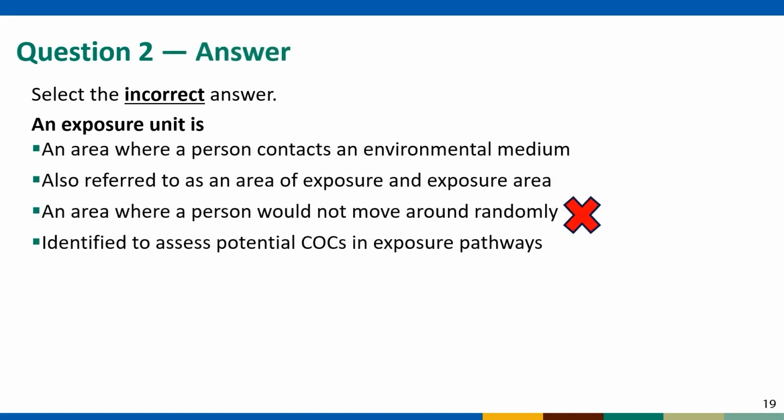Let's check how you did. Did you choose A, B, and D? They are all correct descriptions for exposure units. In contrast, the C option, that an exposure unit is an area where a person would not move around randomly, is an incorrect answer, because over time, a person is assumed to move around randomly throughout the exposure unit.